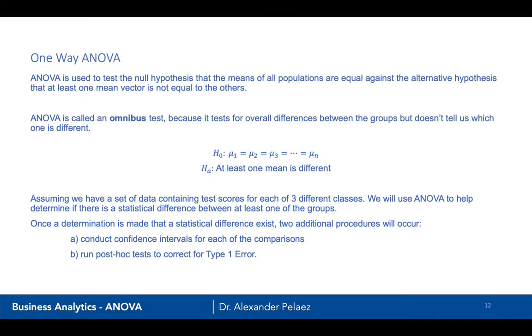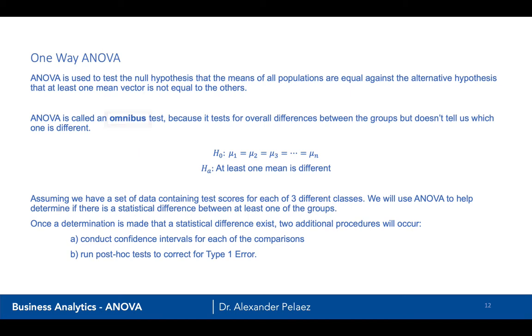Now let's talk a little bit more about ANOVA, specifically One-Way ANOVA. ANOVA is a test that allows us to test the null hypothesis that the means of all the populations are equal against the alternative hypothesis that at least one mean vector is not equal. And so below you see that we have set up our null hypothesis and our alternative hypothesis. The null hypothesis being all the means are equal, the alternative hypothesis meaning at least one mean is different.